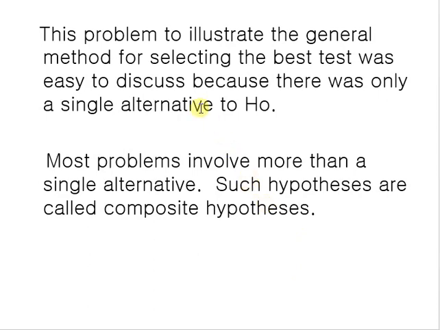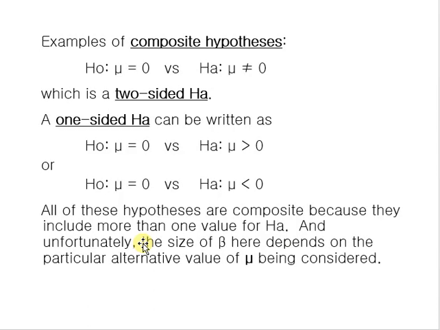This problem, to illustrate the general method for selecting the best test, was easy to discuss because there was only a single alternative to each null. Most problems involve more than one single alternative. Such hypotheses are called composite hypotheses.